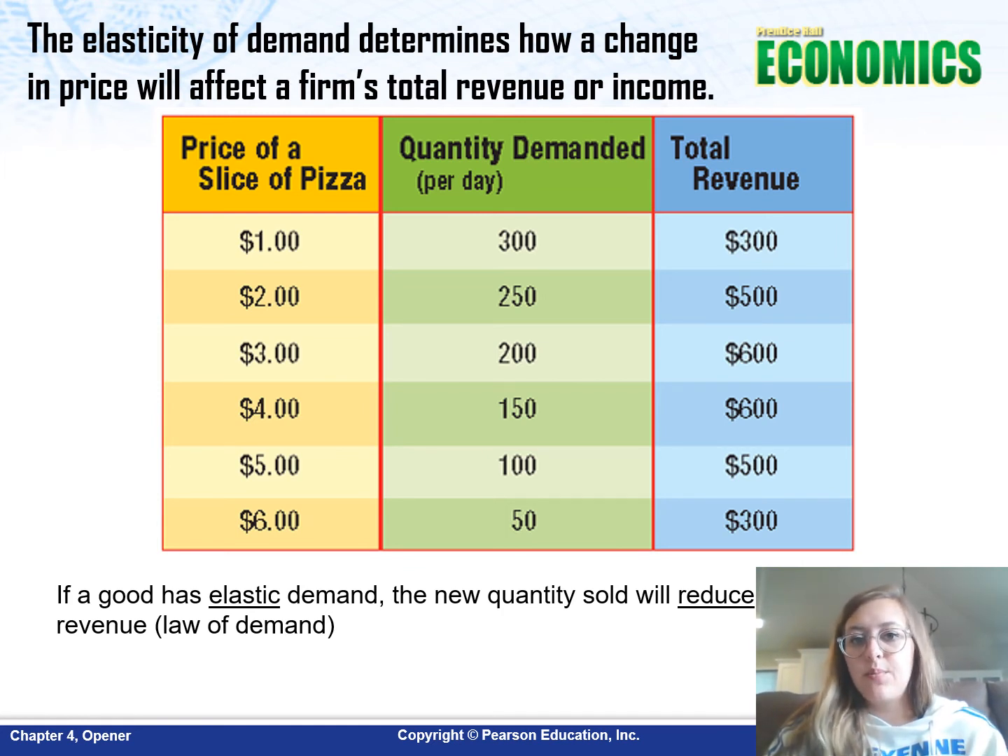So in this example with the prices of pizza, you can see that total revenue increases up to $4 a slice. But if they would go up to $5 a slice, demand would decrease by so much that it would actually make their revenue less. So a firm is likely in this scenario to price their pizza at $4 per slice.